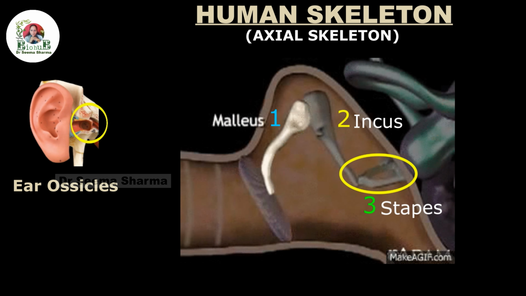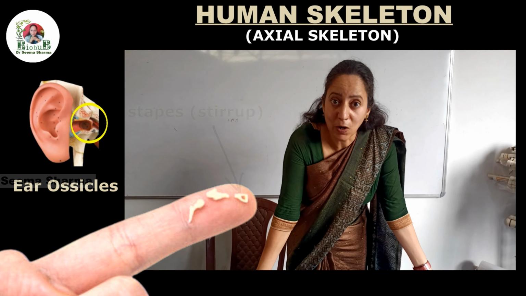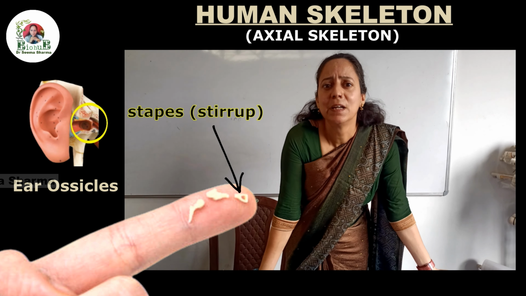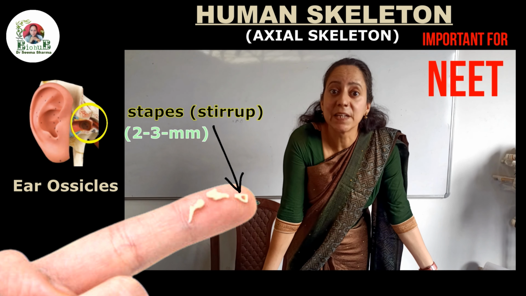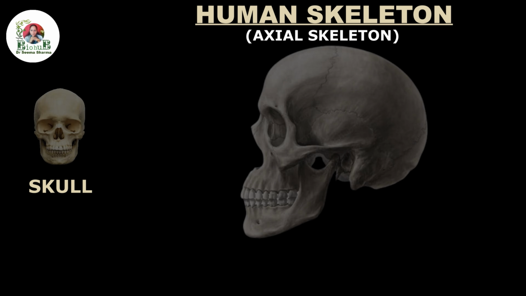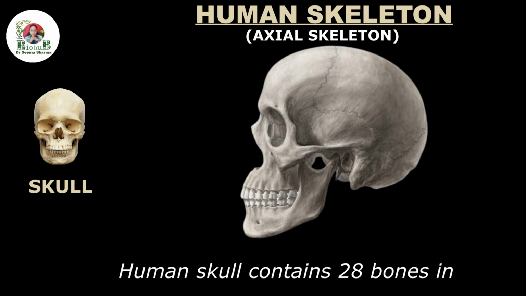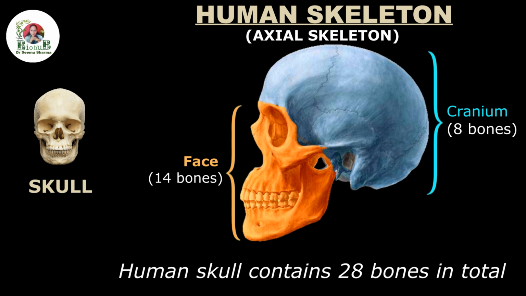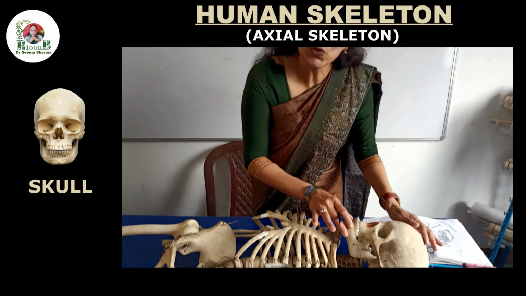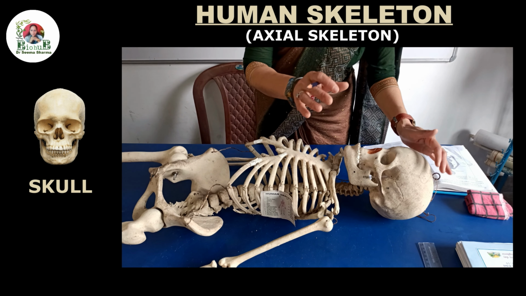One of these bones, which is called stapes or stirrup, is the smallest bone of the human body and its measurement is 2 to 3 millimeter or 0.16 inches. Now you know that the human skull has in total 28 bones, out of which 8 bones make the cranium, 14 bones form the face, and 6 tiny bones are present in total in our 2 ears. So this was in brief about the skull.